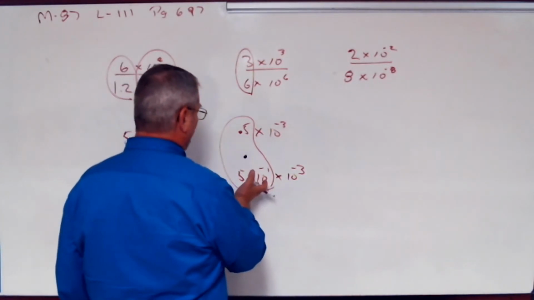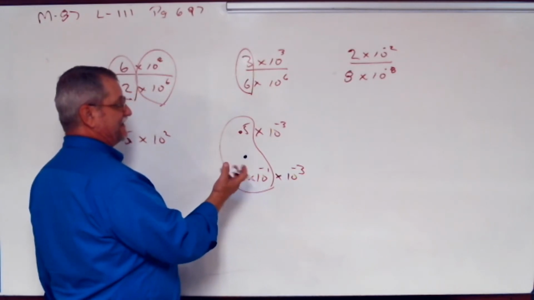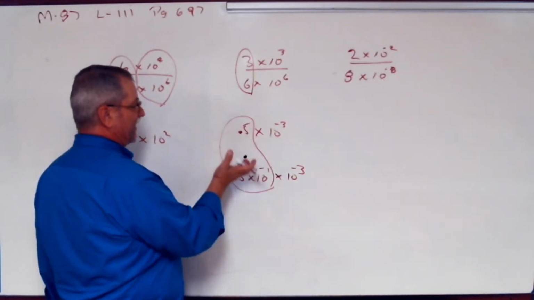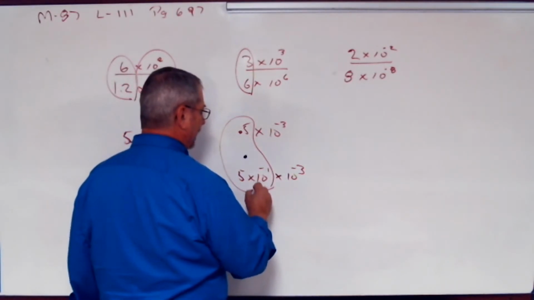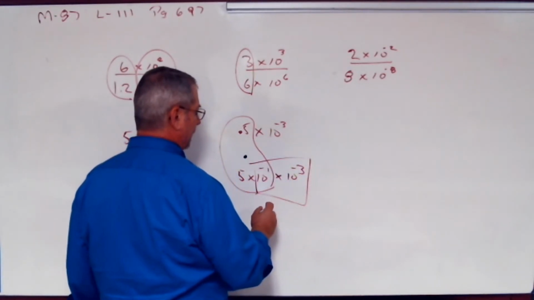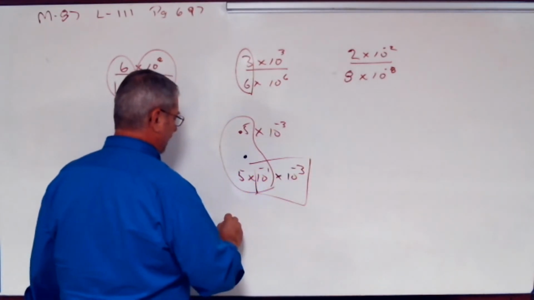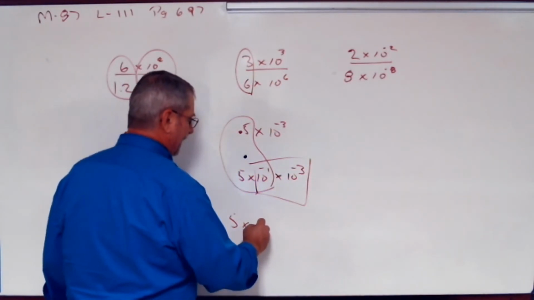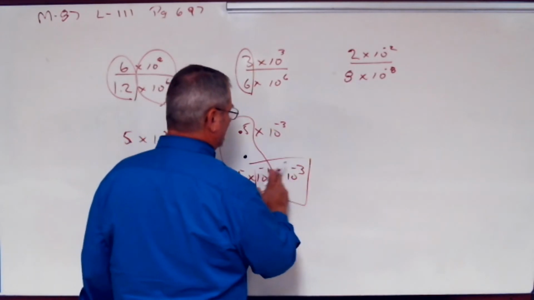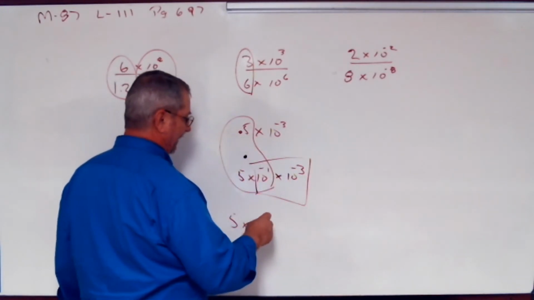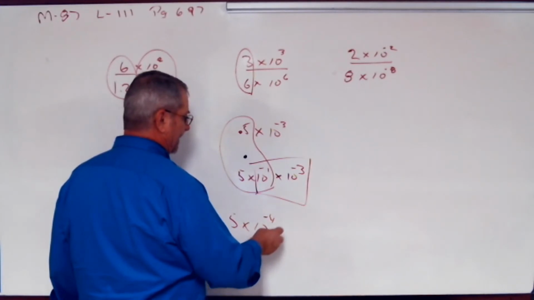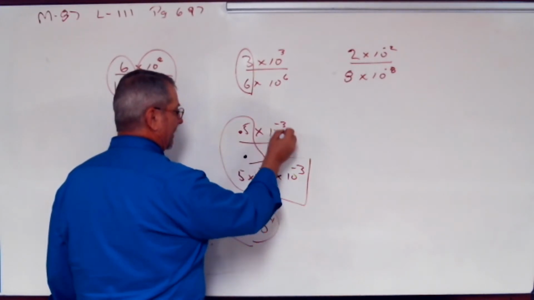I've got some ninth graders that will not do this, and they miss these consistently because they won't do this step right here. They want to combine everything. Now we take this part right here and put it together. We still have the 5 times 10. We have this and this. We're adding exponents. A negative plus a negative is a bigger negative. This is the answer. Not that.